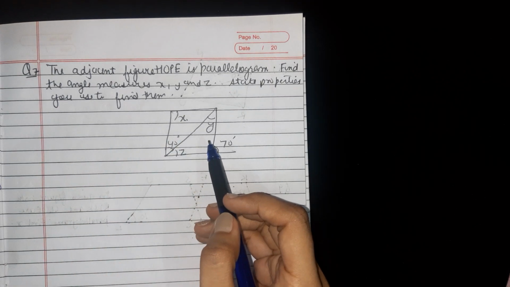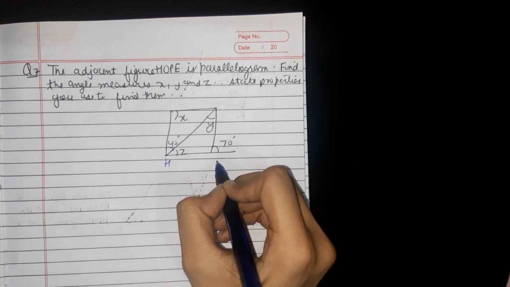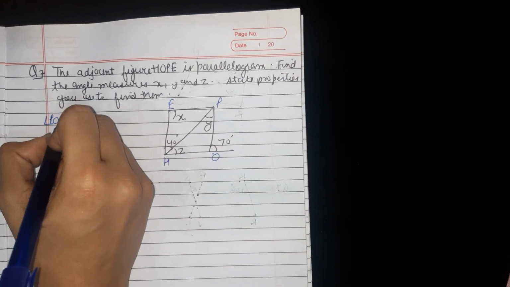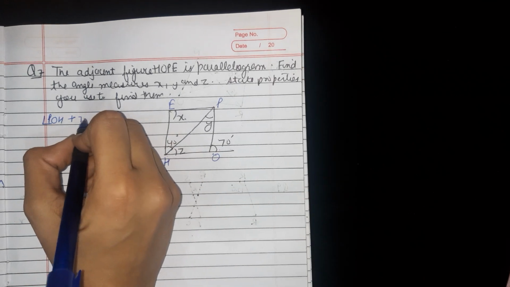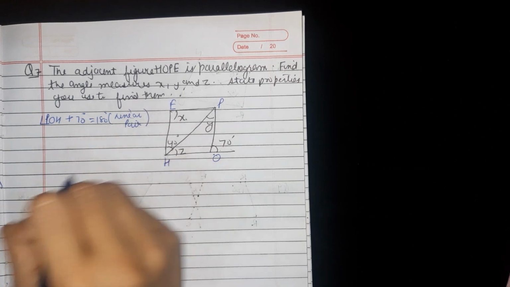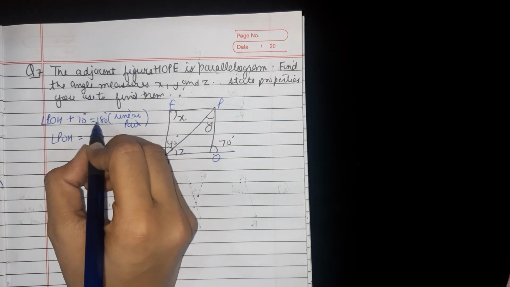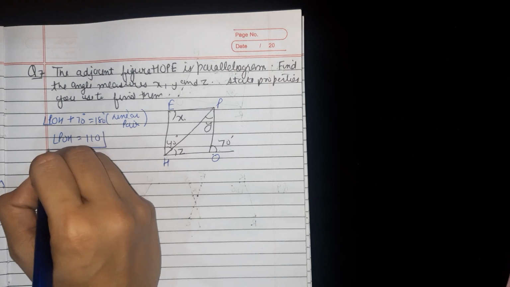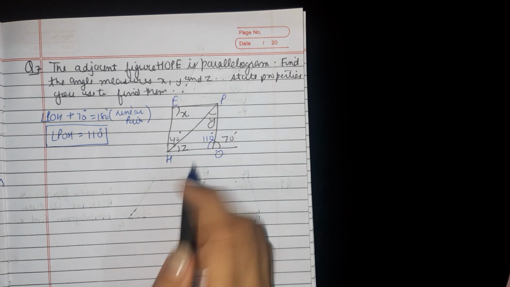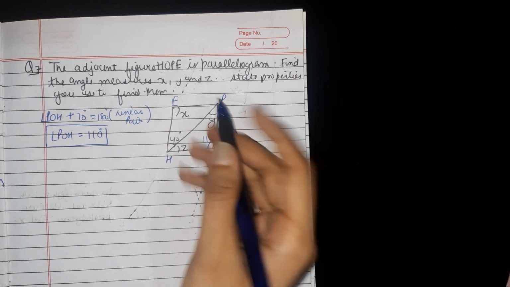So we have a parallelogram named HOPE, H O P E. So this is a parallelogram which is given to us. We know angle POH plus 70 degrees is equal to 180 degrees because of the linear pair. So angle POH will be 180 minus 70, which is 110 degrees. So this angle is 110 degrees, and we are given that HOPE is a parallelogram.